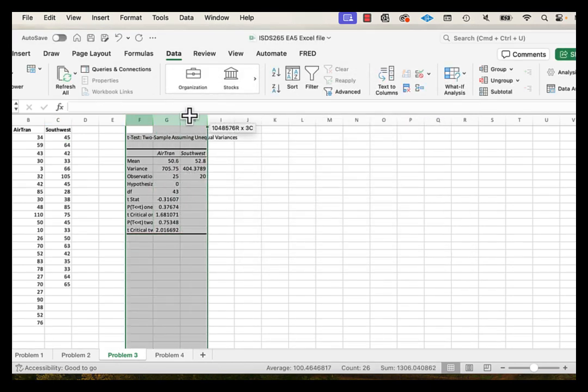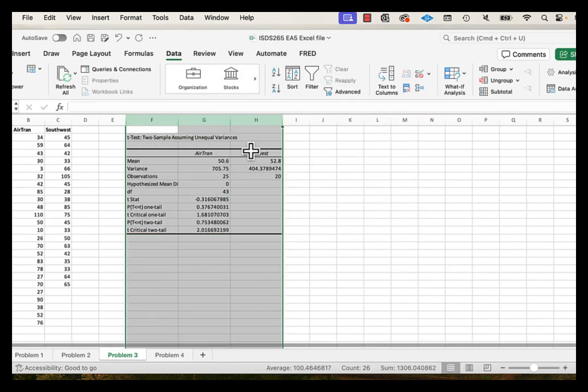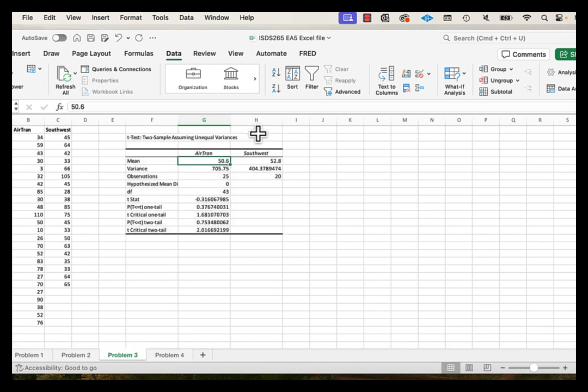And so this is what you should get. So it gives you the sample mean. So AirTrans mean minutes late was 50.6 minutes. Southwest 52.8. So they're not the same. Question is, are they significantly different? And for that, we come down. This is a two-tailed test. And so go down, there's our p-value for the two-tailed test, and it's rather high. It's nowhere near 0.05, quite a bit above 0.05. So with that, you would fail to reject the null hypothesis.